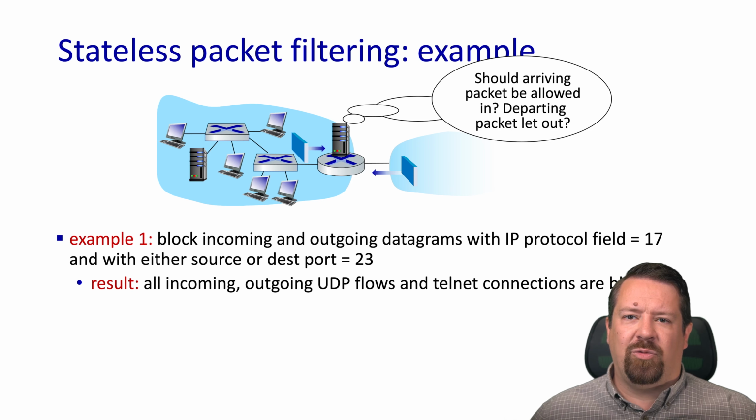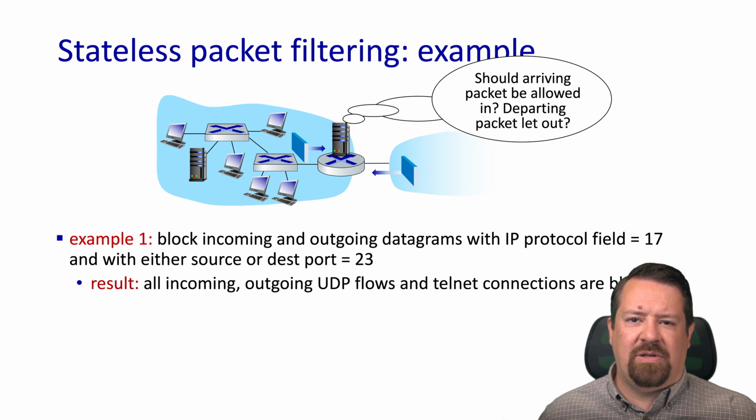We also see that there's a rule in this firewall blocking IP protocol field 17, which is the UDP protocol. So this firewall is also going to block all UDP datagrams. And of course, the most common application to use UDP is DNS. So this is preventing users inside this network from accessing DNS servers outside the network.